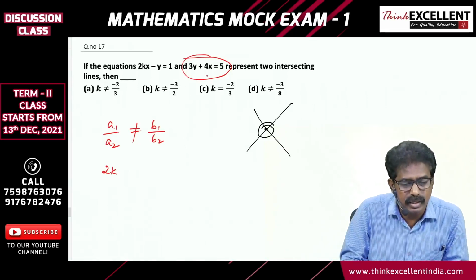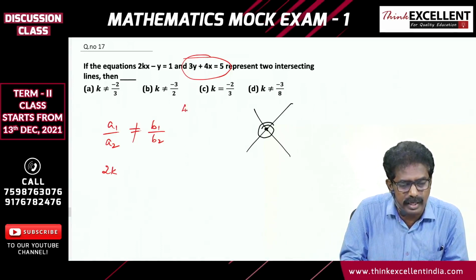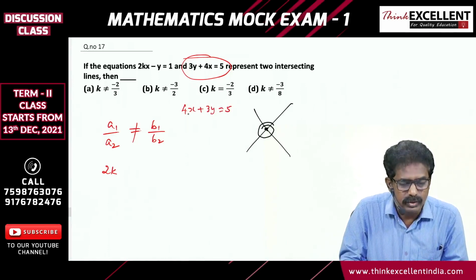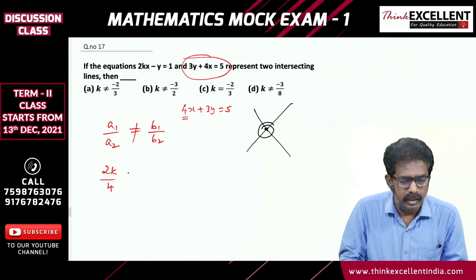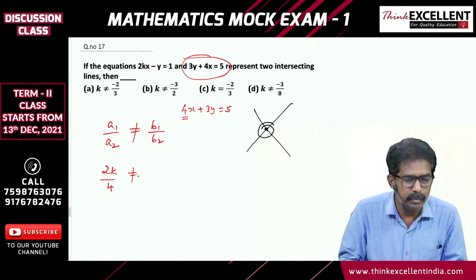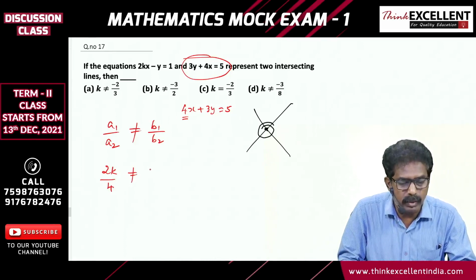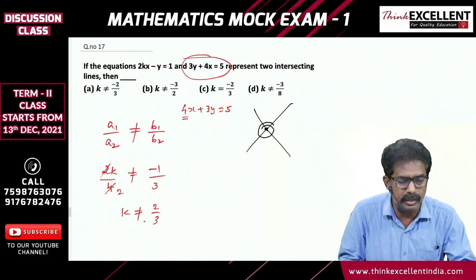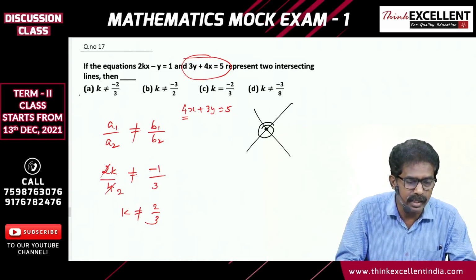You rewrite it as 4x plus 3y is equal to 5, right? So the A2 value is 4. Not equal to B1 by B2. B1 is -1, the y coefficient, by B2, the y coefficient of the second one, which is 3. So 2 and 4 you cancel, you are getting 2. Cross multiply, k not equal to 2 by 3. So A is the correct answer.